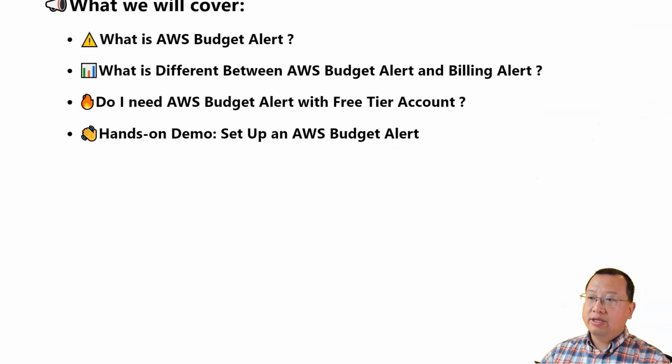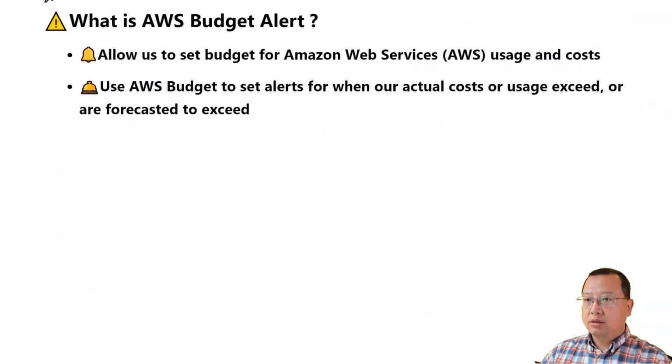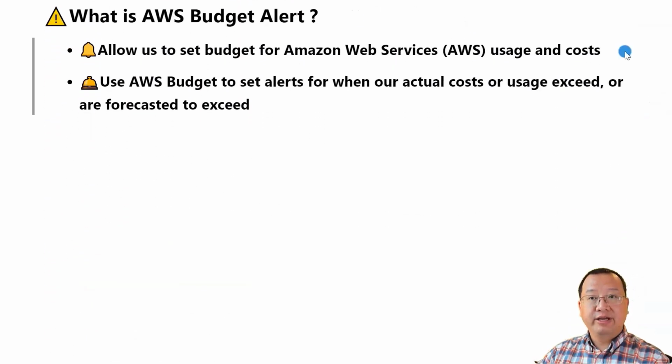First topic, what is AWS Budget Alert? AWS Budget is a feature of AWS that allows us to set up custom budgets for AWS usage and costs. We can use AWS Budget to set alerts for when our actual costs or usage exceed, or are forecast to exceed, our budget amount. In my demo, I'll be setting a budget amount and alert threshold of 1 cent. I should receive an alert email when my costs exceed the threshold.